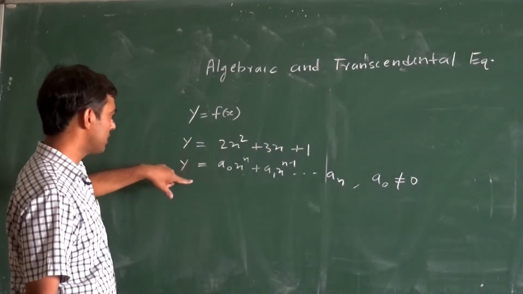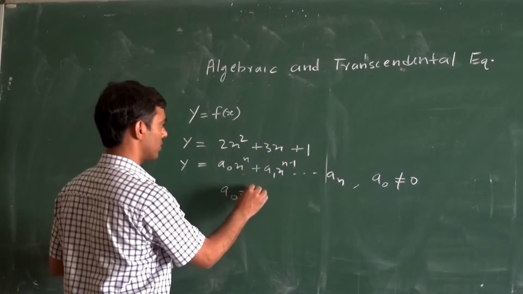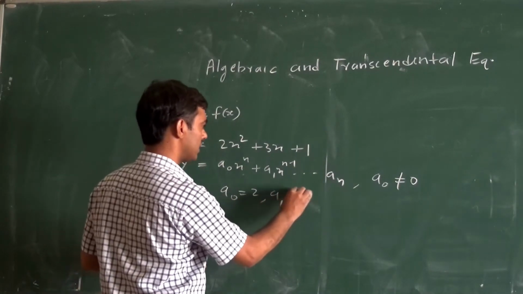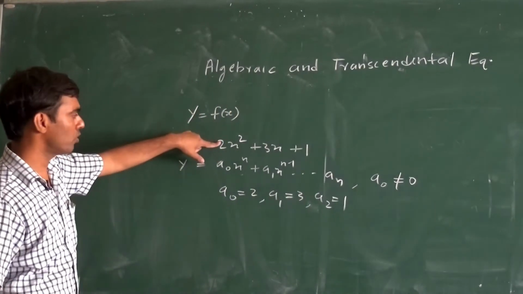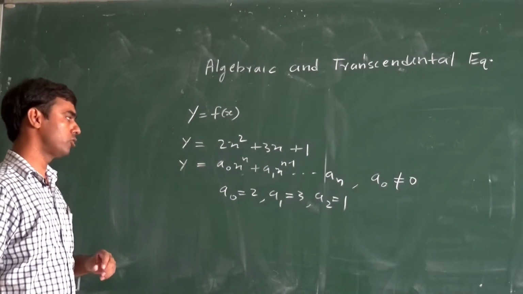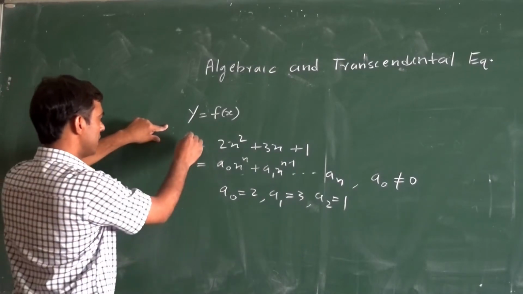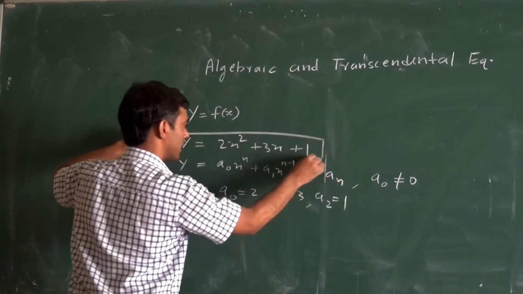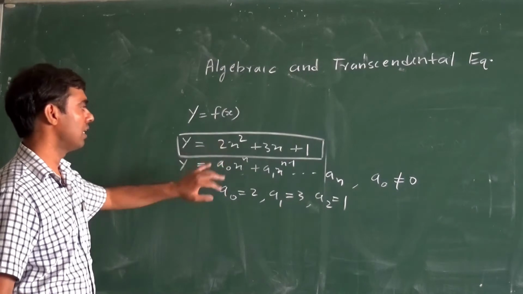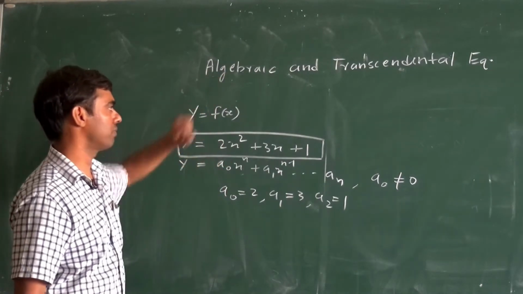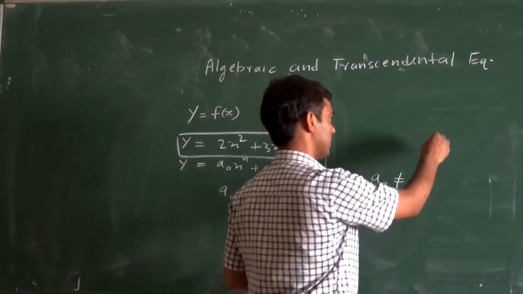If we compare this with this, what is the value of a0? a0 is 2, a1 is 3, a2 is 1. So what is the degree of this polynomial? The degree of this polynomial is 2. So if we are able to write a given equation in the form of a polynomial, then it is called an algebraic equation. Otherwise, it is a transcendental equation.